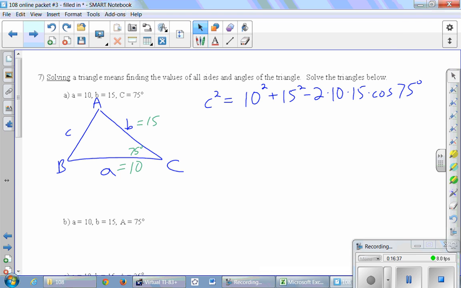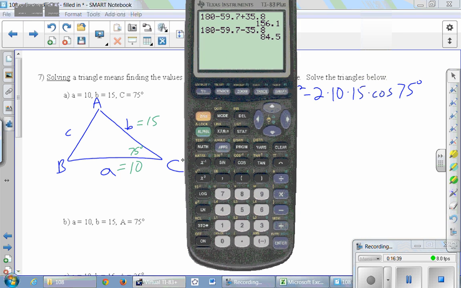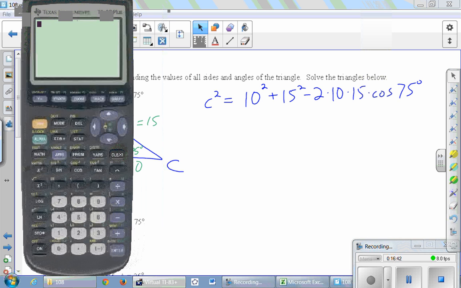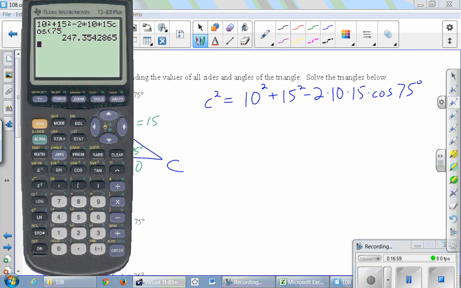And with only one unknown in this equation, we can solve it. Really nice thing about this version of the law of cosines, if you're trying to find a side and you have everything else, is that you can just type it in all in one shot. 10 squared plus 15 squared minus 2 times 10 times 15 times cosine of 75. So if I've typed that in correctly, then we've got c squared sitting here. And then take the square root of both sides, and c is around 15.7.